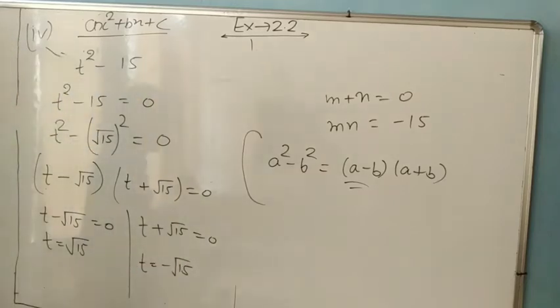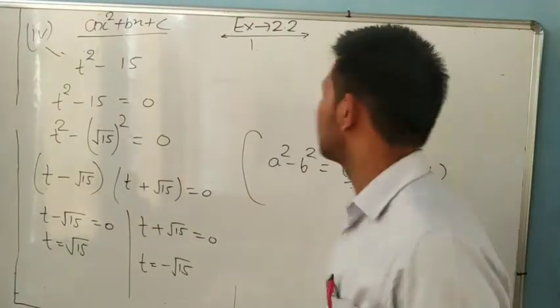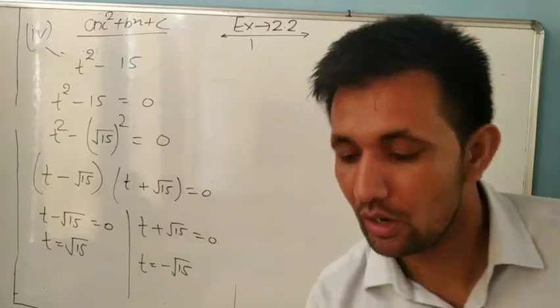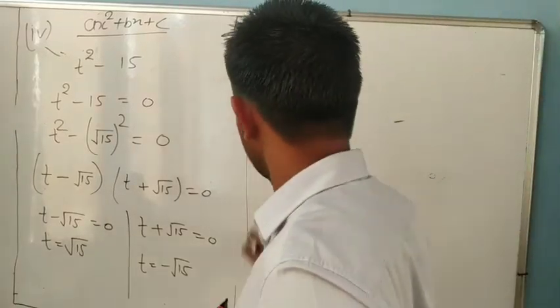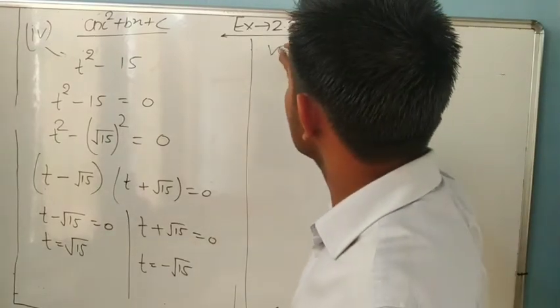So what are the two roots? Root 15 and minus root 15. Now we will verify. How will we verify? Look at this.